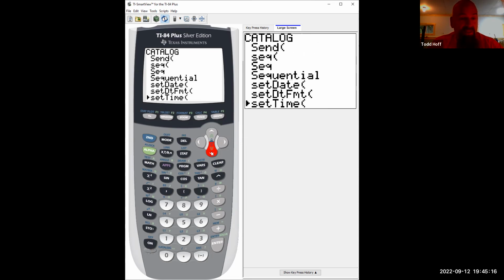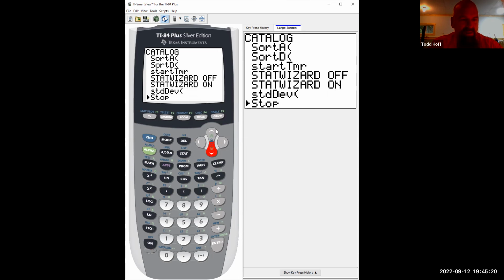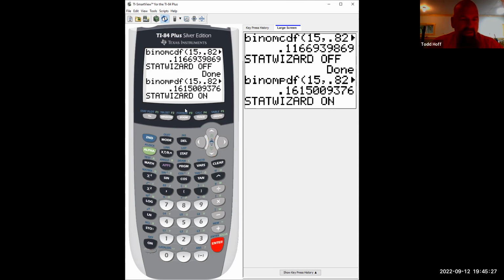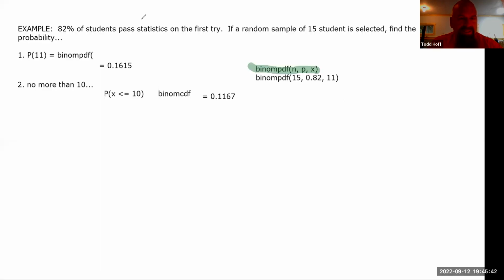I guess I should say the only two that I use that are not in the menus are the diagnostics and the stat wizard. So I arrowed all the way down to the S's to get this, and these are alphabetical. So I select stat wizard on. Once it comes up on the screen, I have to hit enter one more time to activate it. Once it says done, then I know it's been done. It's turned on. So the next time I do a probability, I'm going to get that stat wizard again, which will help out.